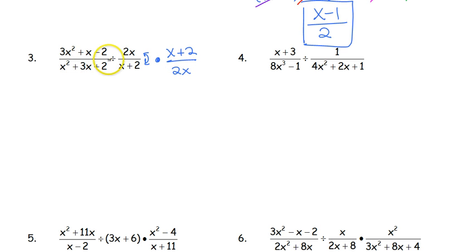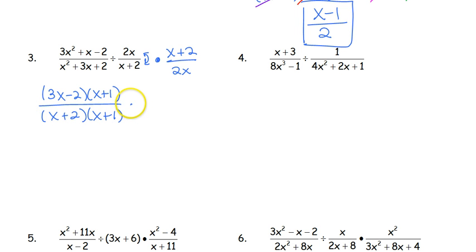reciprocal. So we factor 3x squared plus x minus 2. That's Batman factoring. And when you do Batman factoring, you're left with 3x minus 2 and x plus 1. On the bottom, that's regular factoring. 2 numbers that multiply to 2 and add to 3 are 2 and 1, so that's x plus 2 and x plus 1. Remember, we're not dividing, we're going to multiply by the reciprocal of x plus 2 over 2x.